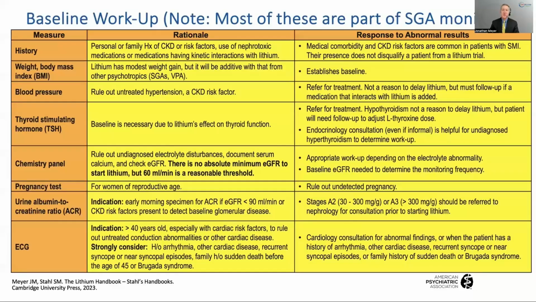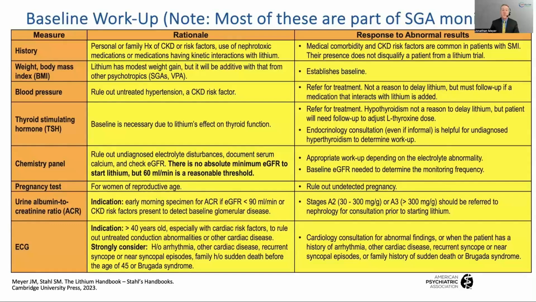Well, here's a table that looks very intimidating, but guess what? Most of the stuff you're already doing anyhow. You have people on atypicals, you have a history, you have BMI, you have blood pressure, you probably have a chemistry panel. What's somewhat different is a couple of things here. We're going to get a TSH, not a big deal.